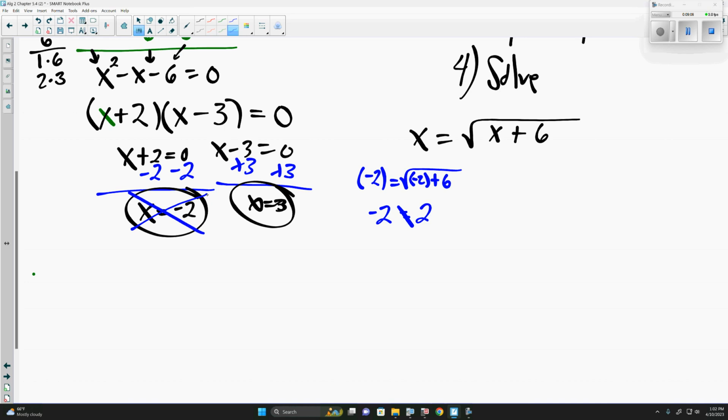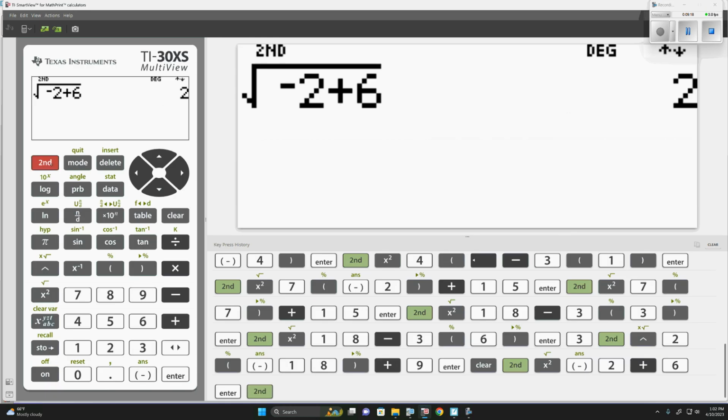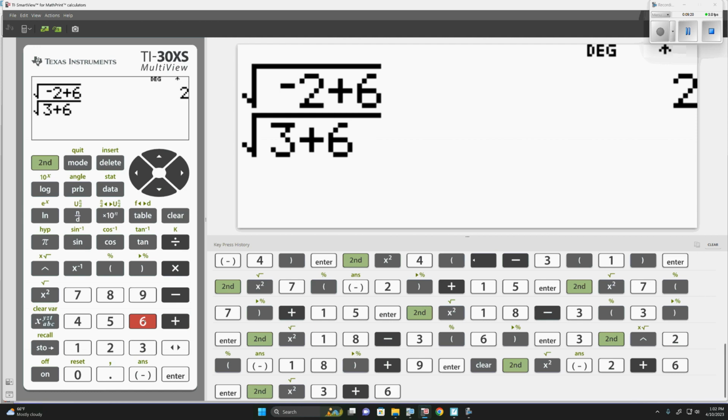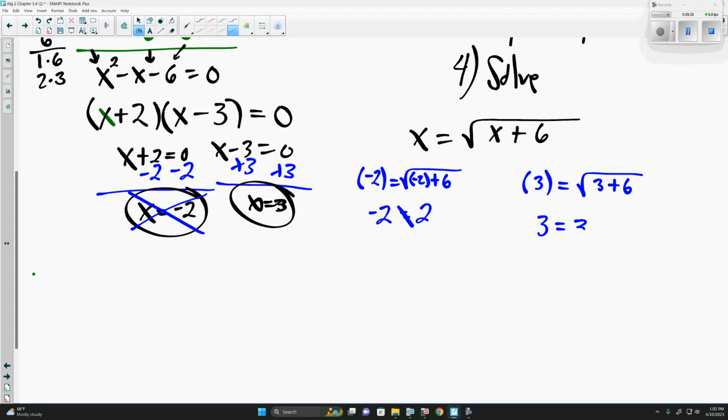We can do the same thing with 3. On the left-hand side, having just 3 by itself is indeed 3. On the other side, the square root of 3 plus 6 is 3. So the solution for this is x is equal to 3.